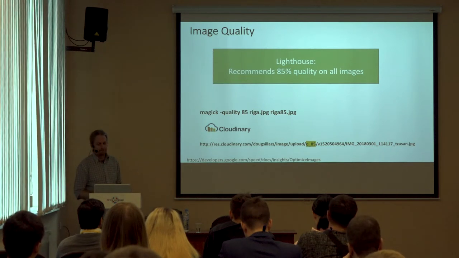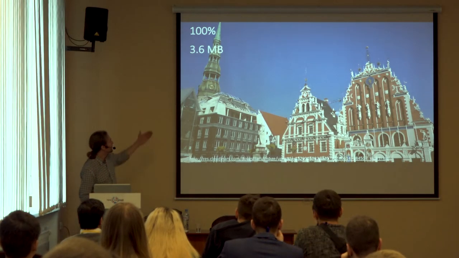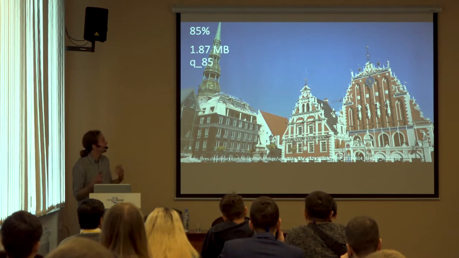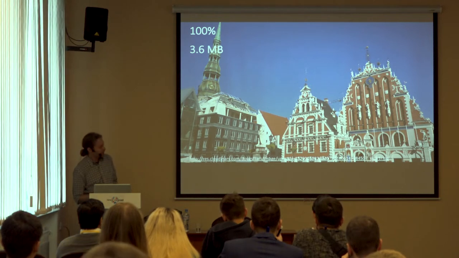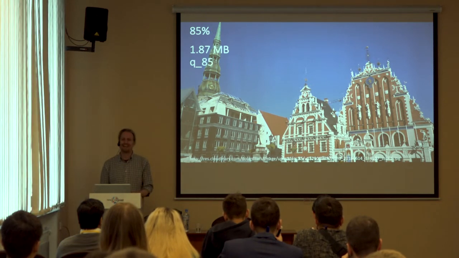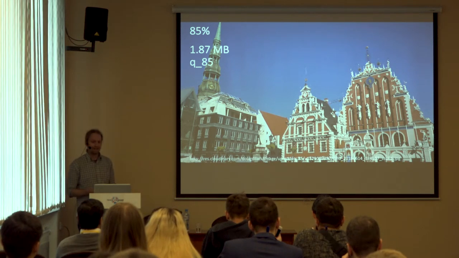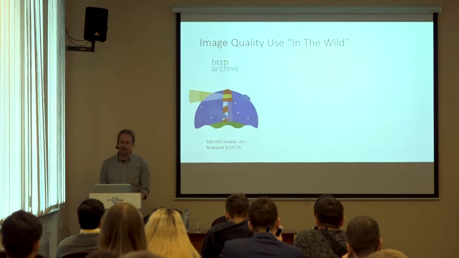When I do that, here's the original image. This is Riga, Latvia, and this image was 3.6 megabytes. If I save it at 85% quality, it's half the size, right? From 36 euros to 18 and a half euros. Still a lot, but it's going to be a lot faster. I mean, it's obviously half the size. It's going to download a lot faster.